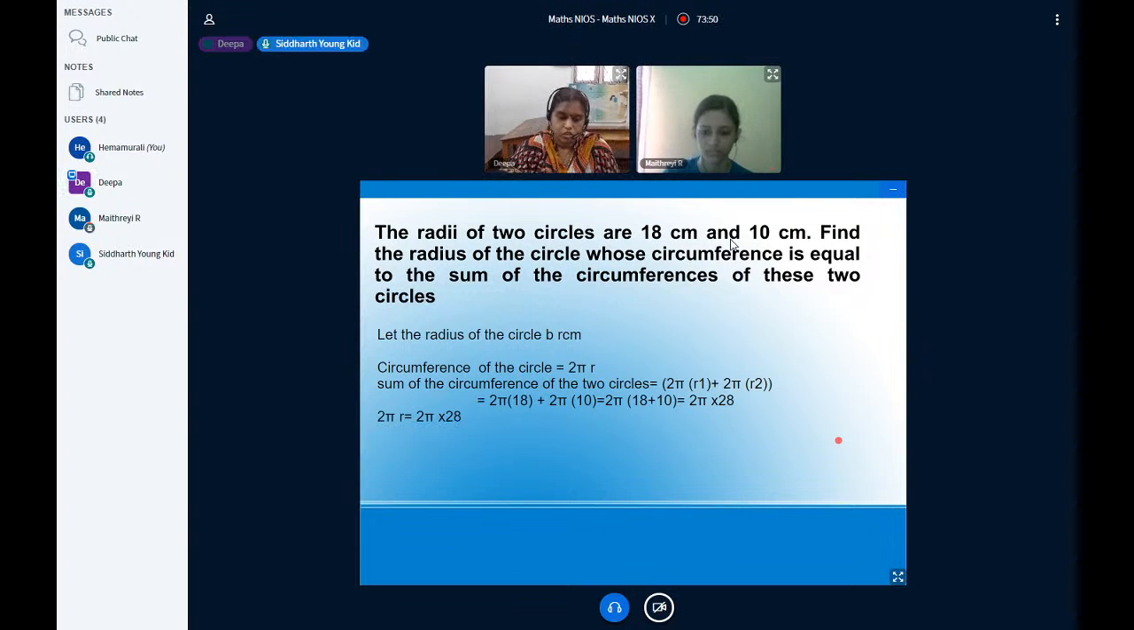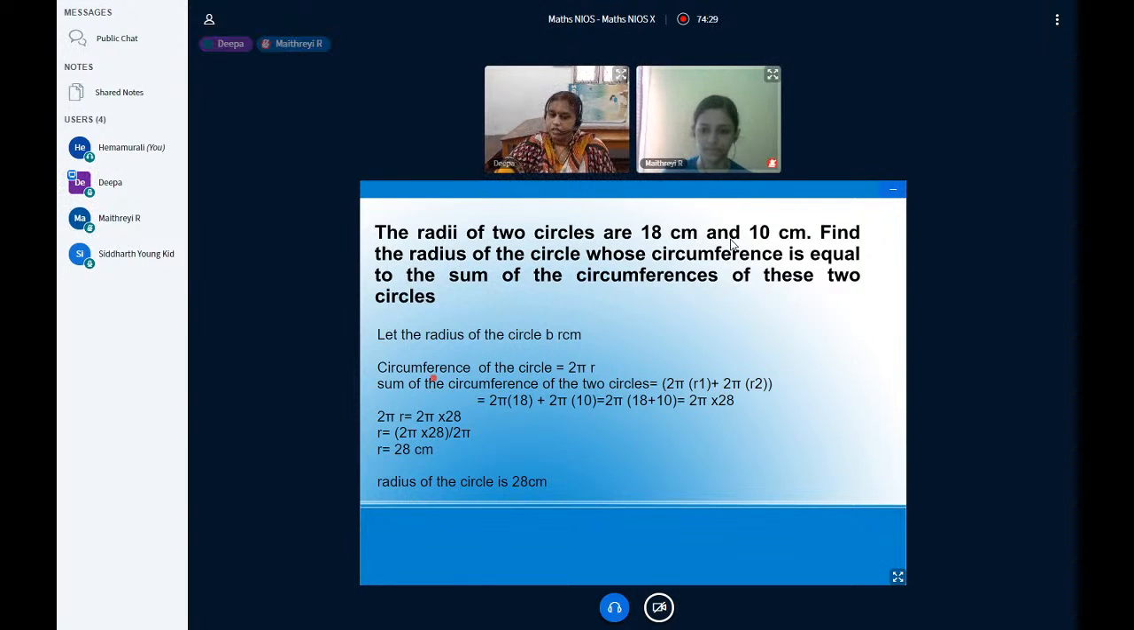Right? So r is equal to 2 pi into 28 by 2 pi. You can cancel the 2 pi. Then r is equal to 28 centimeters. So the radius of the circle is 28 centimeters. Clear?